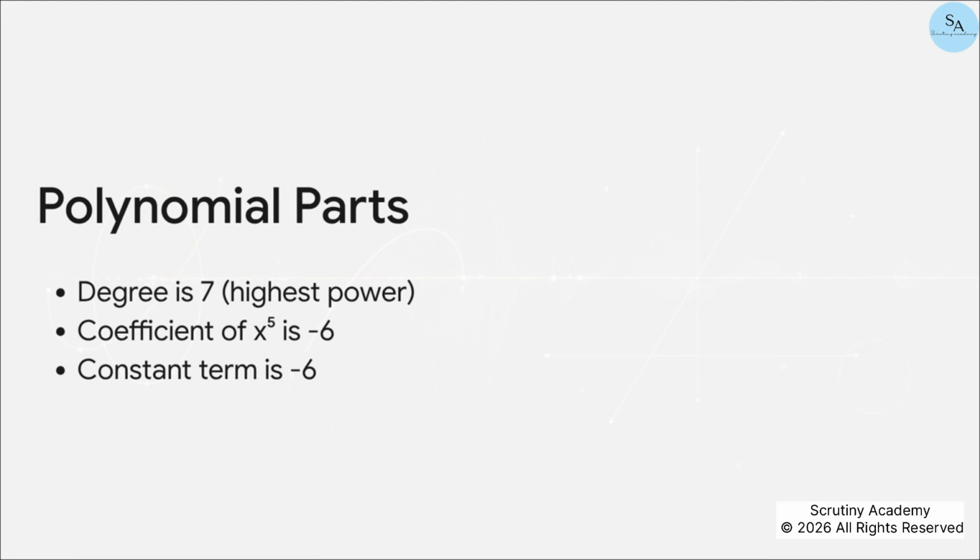Next, the coefficient of x to the 5th is negative 6. The coefficient is just the number parked right in front of the variable. And hey, notice I said negative 6. A huge mistake students make in exams is ignoring that minus sign. Always take the negative sign with you. Finally, the constant term is negative 6. The constant is just that lonely number at the very end, with no variable attached to it at all. If you spotted those, you are doing great.